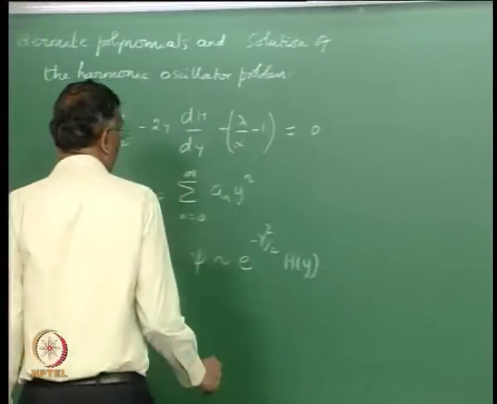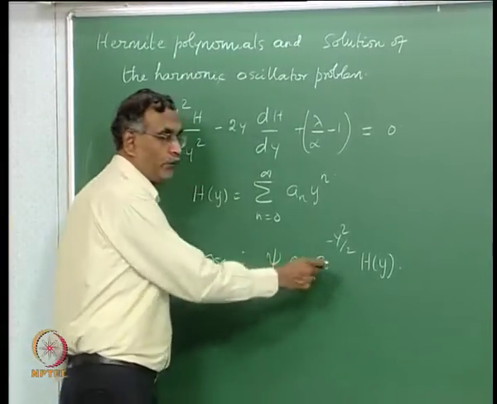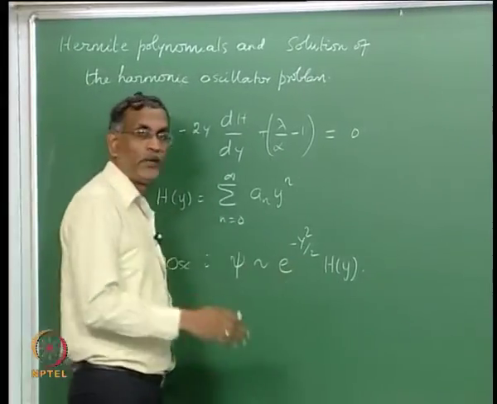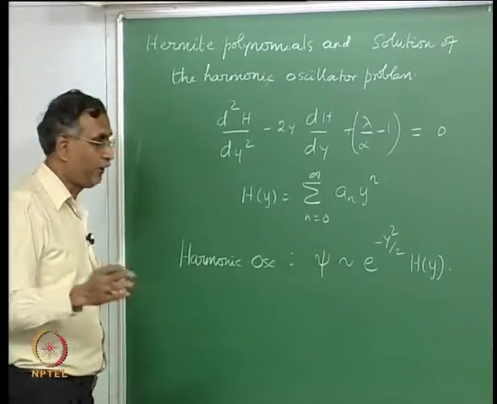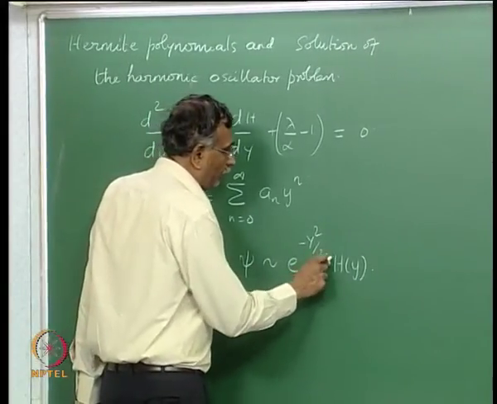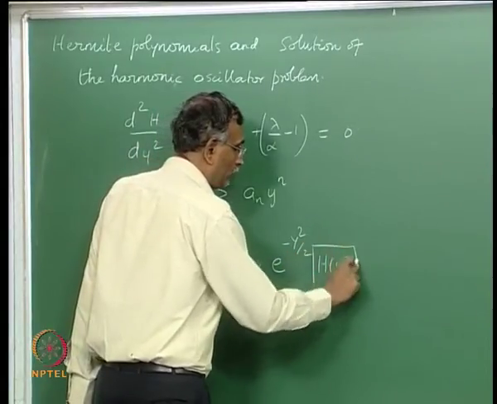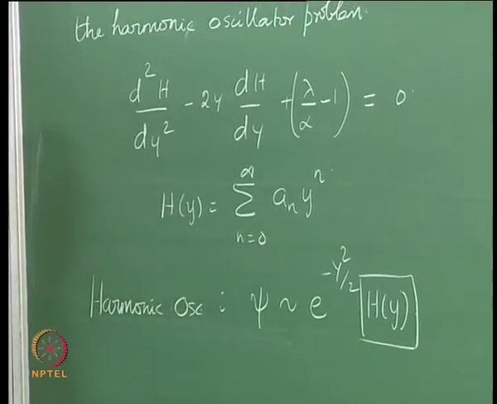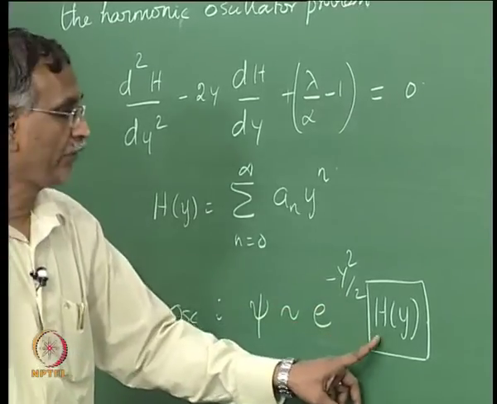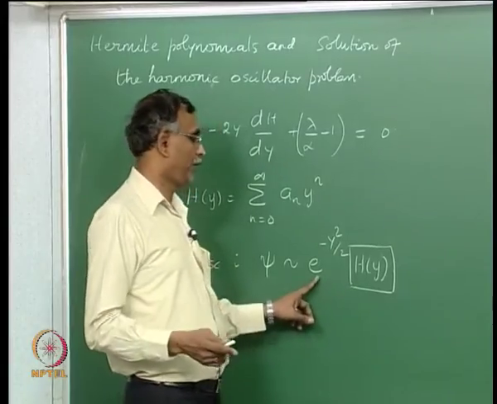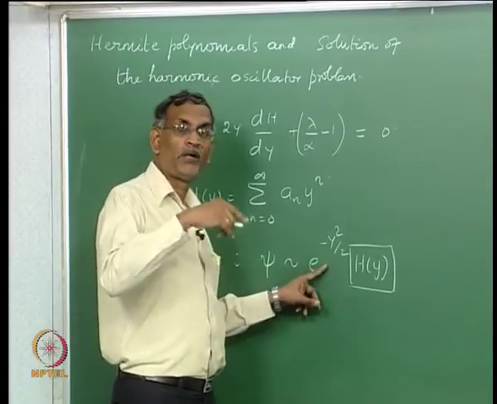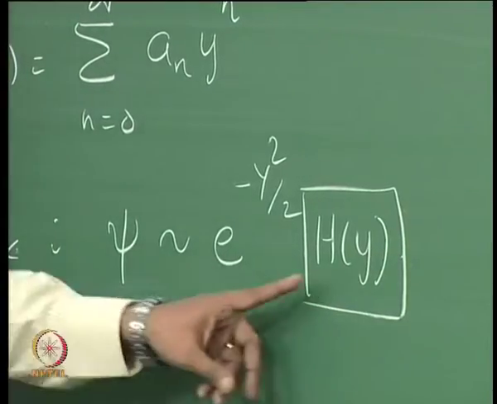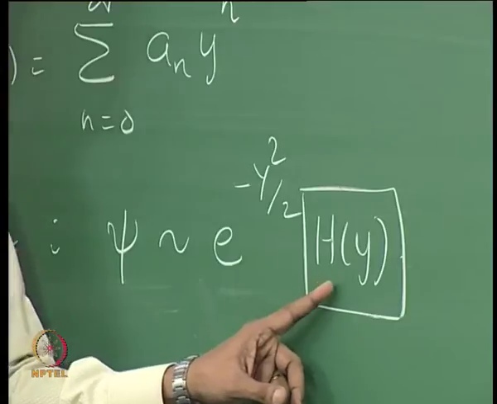Now, the wave function must go to 0 at the boundaries, and here the boundary is that y is plus or minus infinity. The nature of this function, therefore, should be such that the whole thing goes to 0 for very large values of y. It looks like it does, but if h of y, for example, grows faster than exponential of minus y square by 2 decays, then psi of y may actually tend to increase. Therefore, it is important for us to see what h of y is.